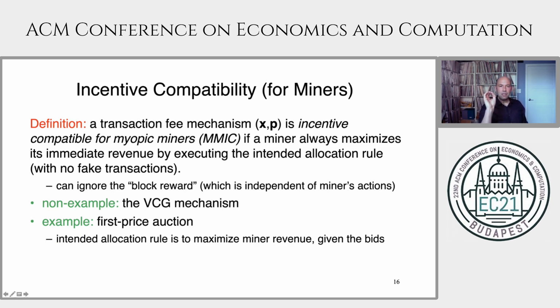We'd like to be MMIC, incentive compatible for myopic miners. So that just means that a profit maximizing miner is motivated to implement the allocation rule of your transaction fee mechanism without injecting any fake transactions. Okay, first price auctions certainly have this property. In a first price auction, we're expecting a miner to maximize its revenue, pack its block as full as possible with the highest bids. A miner is generally happy to do that. The VCG mechanism is extremely easy to manipulate through the injection of fake transactions, and it fails MMIC, and that is the reason you never hear about second price auctions in blockchains, because of this vulnerability to fake transactions.